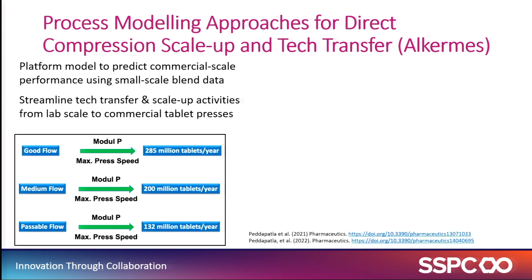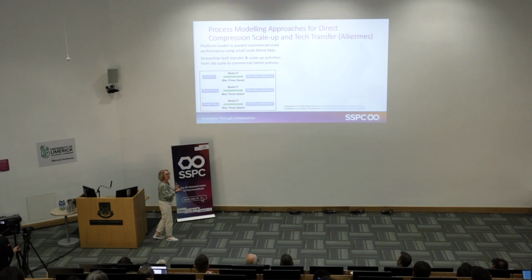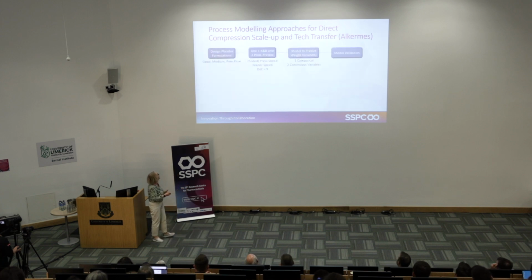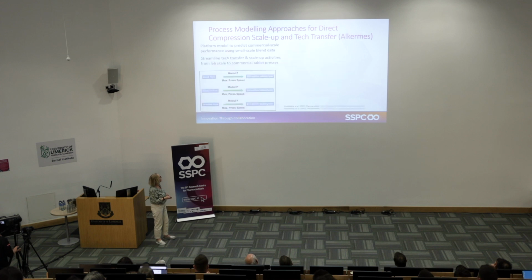And this just highlights some nice data that shows the impact of it. If we look at this, if we have good flow, Alchemers can produce under 3 million tablets per year on this module P press. If they have passable flow, it's less than half that. So this kind of data can really inform back to the formulators. If they say, oh, this is as good as we can get, well, it has serious implications. If we go back here, it has serious implications if we decide on a formulation here that doesn't perform well. So it's a very useful study from that point of view.